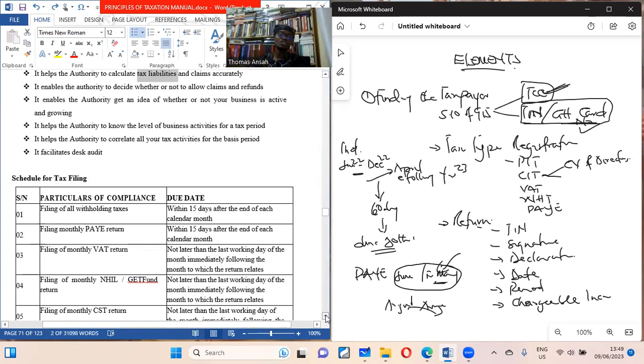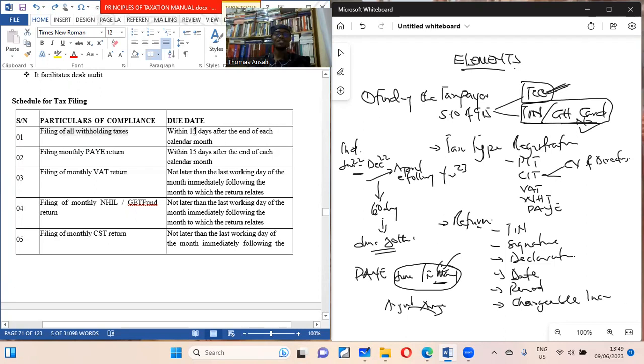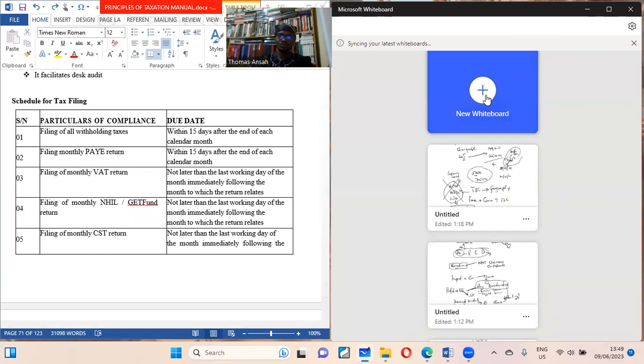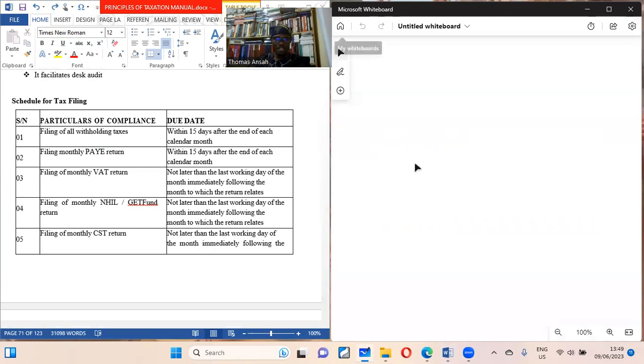Filing withholding tax is within 15 days, not later than 15 days after the end of each calendar month. So bear in mind, we are in June. So by June 15, all taxes withheld in May should have a return filed for them, all right? So in June, you file returns for May. The same goes for PAYE, by the 15th, within 15 days. So not later than the 15th day.